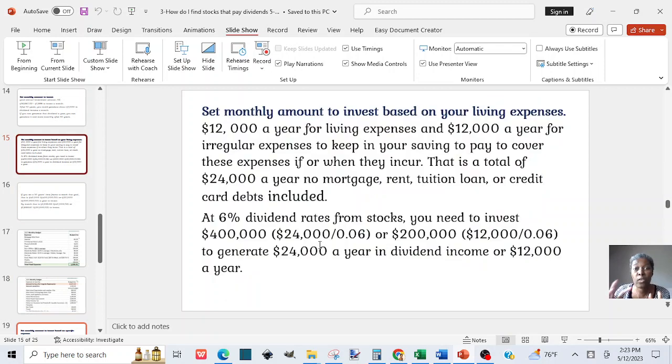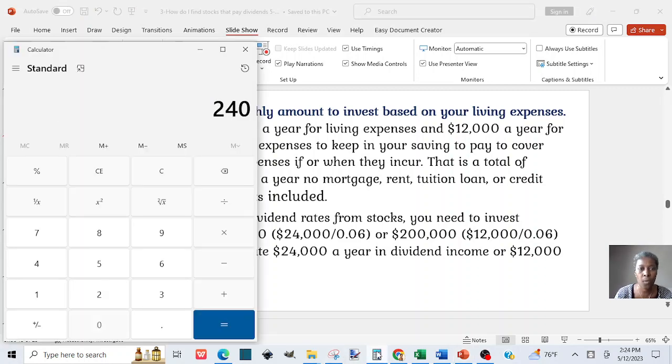But for simplicity purposes, we are going to go with 1,000 for living expenses, 1,000 to put in the saving for irregular expenses. So that will be $24,000 a year, or $12,000 for living expenses, $12,000 for irregular expenses. So at 6%, let's bring our calculator up. So if we take 24,000 divided by 0.06, you need to invest $400,000 to generate $24,000 in dividend income a year.